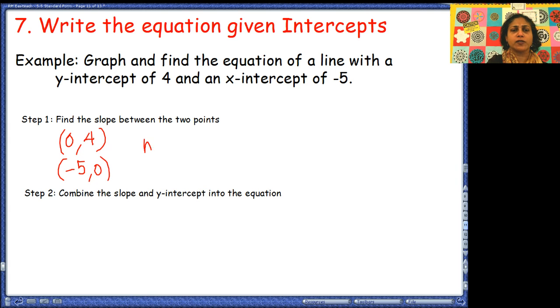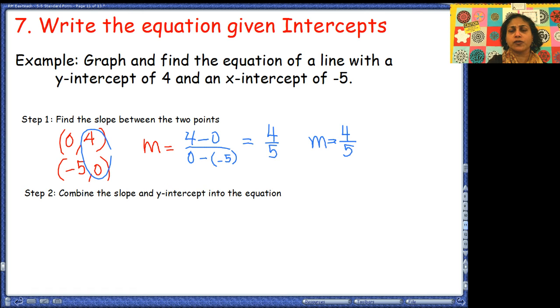I'm going to find the slope. And you know that I like to circle the y values. So 4 minus 0 over 0 minus -5. That gives me 4 over 5. So m is equal to 4 over 5. Make sure you state the answer like so.